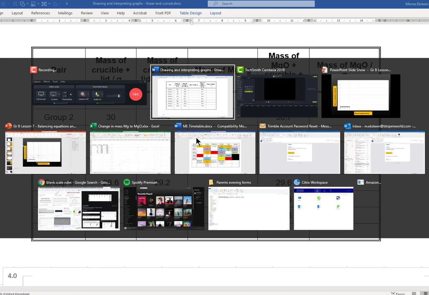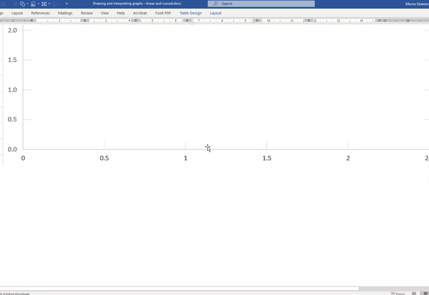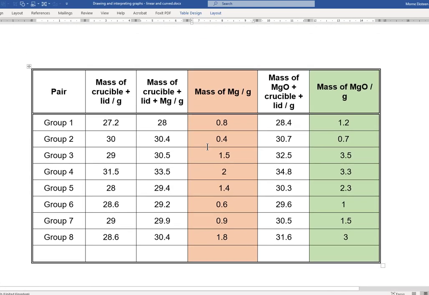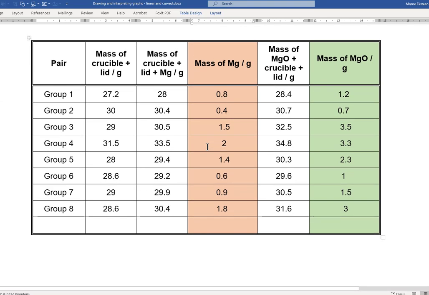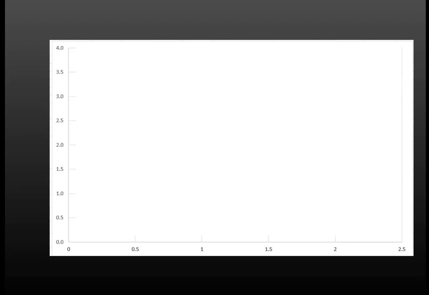So you've now completed it, and I would assume that you have a set of results that look like this. Okay, so check your answers please, make sure you've got everything correct, because this is what you will need to do your graph. Okay, so let's get started.